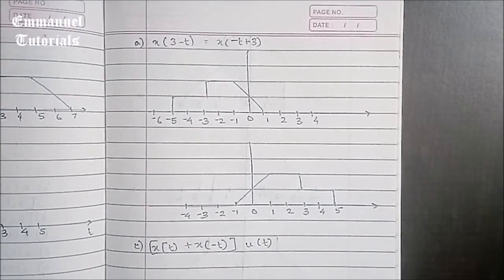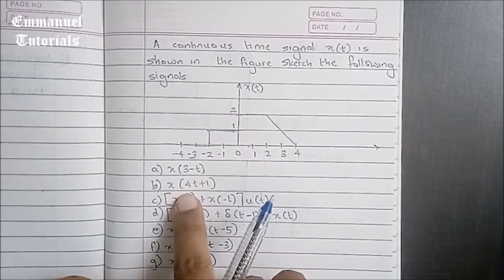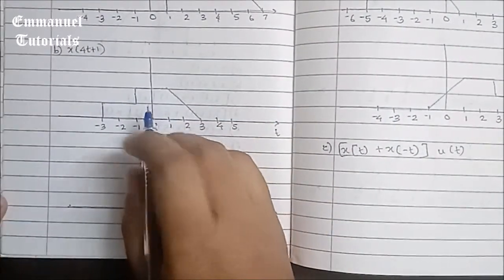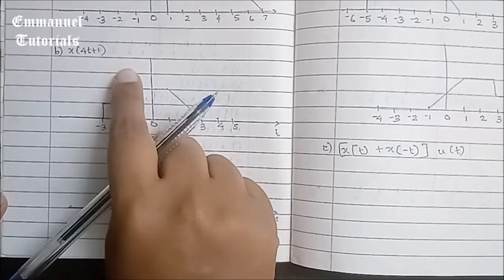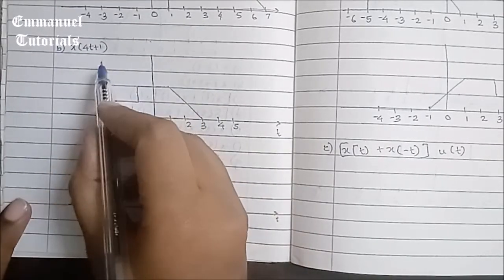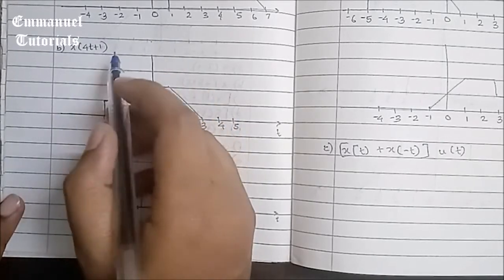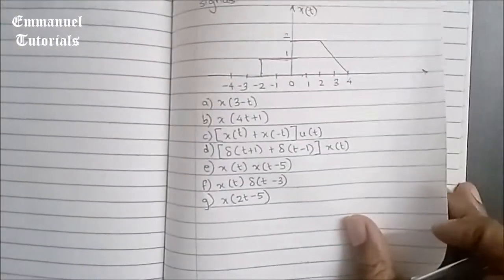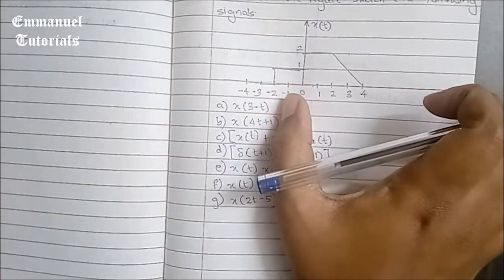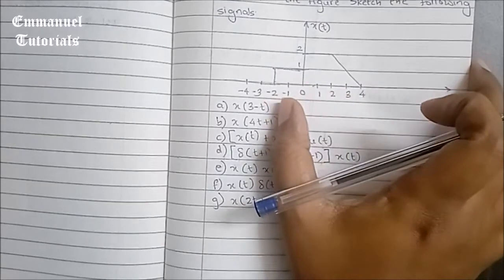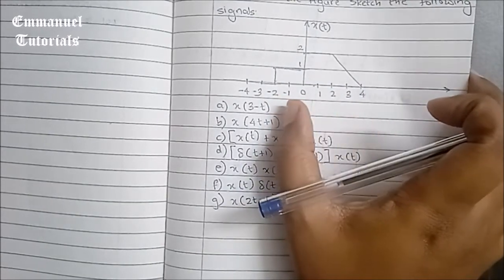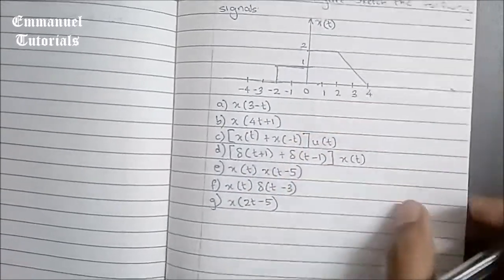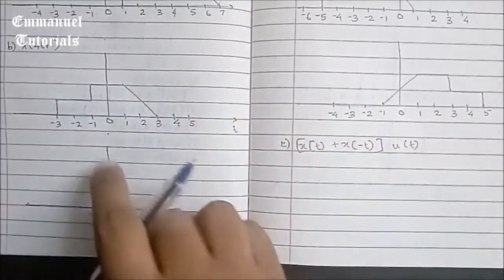Now let's go to the b part. B part is x of 4t plus 1. Here again you have time shifting plus time scaling. Time shifting by 1 is again an advance because it is plus, so we shift the signal to the left by 1. The original signal starts at minus 2 and ends at plus 4. After shifting by 1, it will start from minus 2 minus 1, that is minus 3, and end at 4 minus 1, that is plus 3. That is what we have drawn over here.